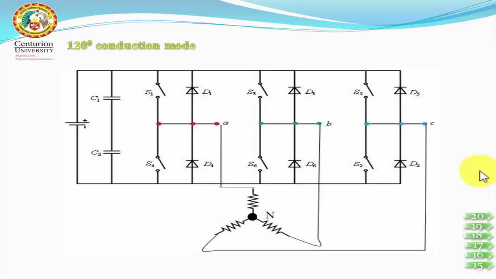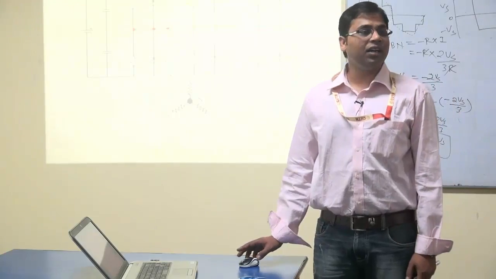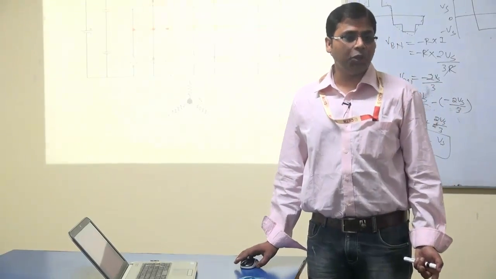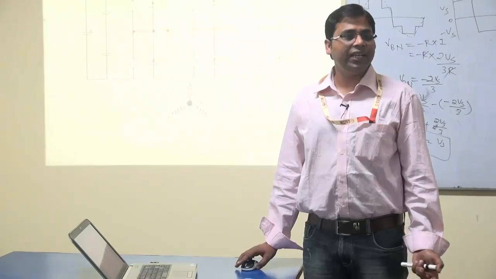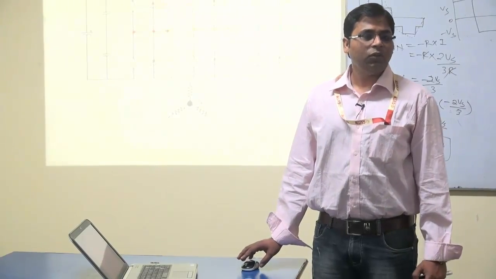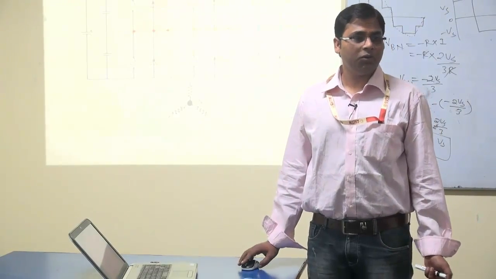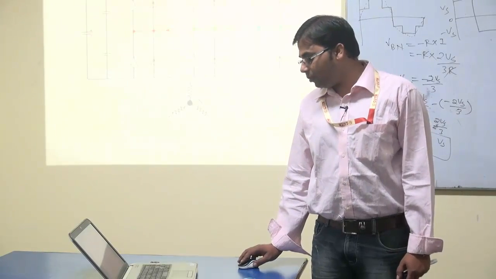Next, mode 3. What are conducting here? 2 and 3. So this is 2, and 2 and 3 means C is connected to the negative, and 3 means this one, so B is connected to the positive. So B and C are conducting here. That means A will be 0. Phase A is not conducting. So what is the voltage in phase A? It will remain 0. AN with respect to neutral will be 0.